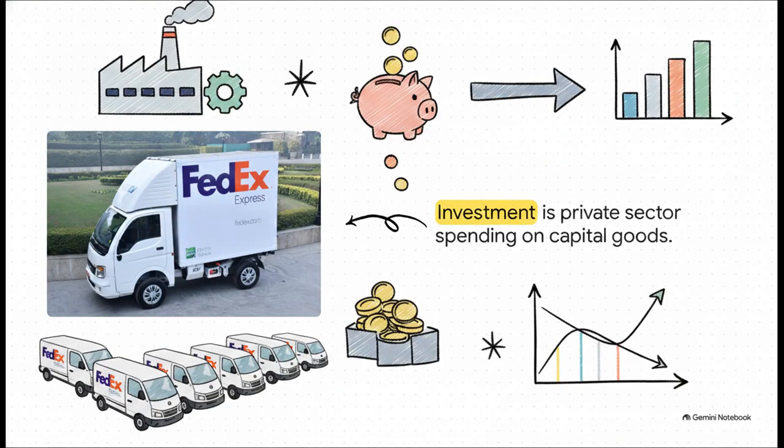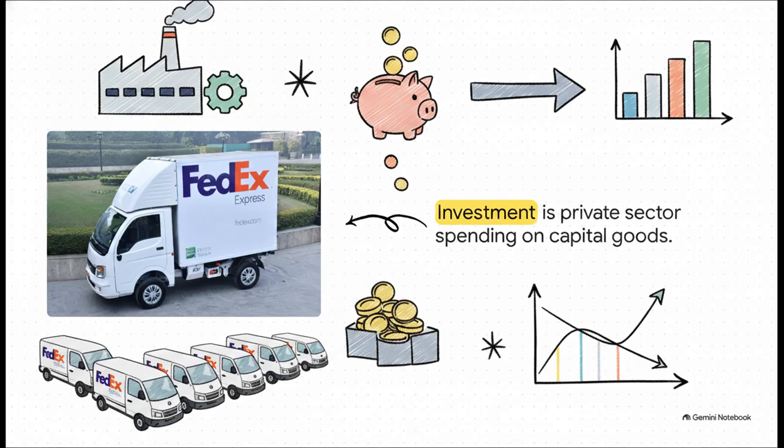Next is I for investment. And actually, scratch that. Don't think about buying stocks here. In economics, this means private businesses spending on capital goods. Think brand new factories, massive machines, or a fleet of delivery trucks. This pillar relies incredibly heavily on business confidence.